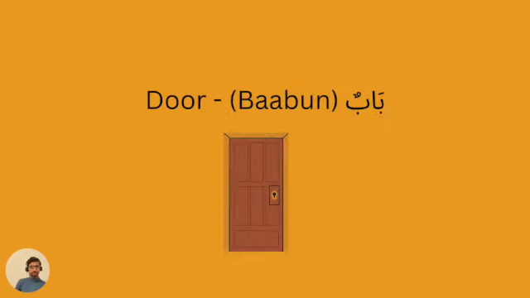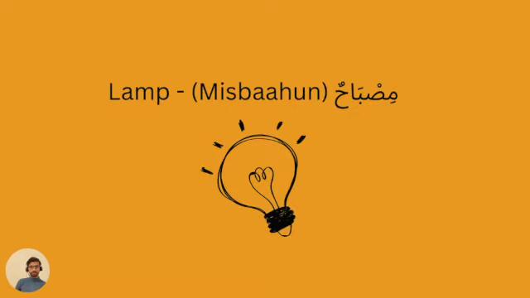Perfect. Door, باب, باب. Repeat after me. باب. Good. We have lamp, مصباح. It's مصباح, مصباح. Repeat after me. مصباح.